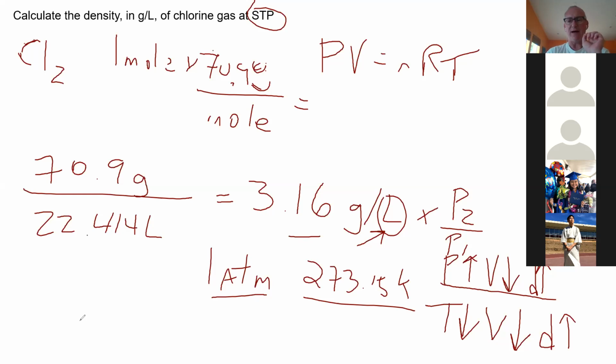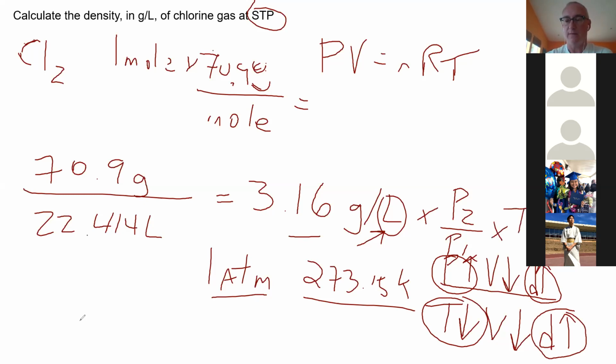The volume could go down because I've increased the pressure, so I'm squeezing it more, or the volume goes down because I've thrown my balloon in the freezer. Either way, the volume's decreased, and when the volume's decreased, the density goes up. So in the first case, pressure and density are directly related. And here temperature and density are inversely related. So I would go T1 over T2.